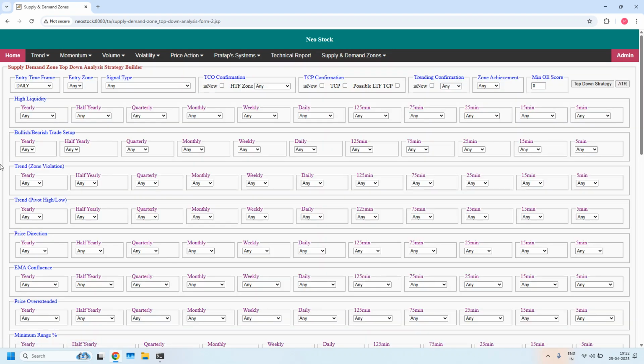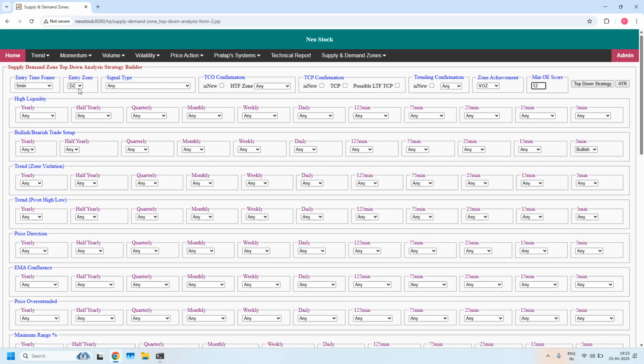Hourly income trade, bullish trade setup, entry time frame 5 minutes, entry zone, demand zone, bullish or bearish trade setup. At 5 minutes time frame, entry time frame, I am selecting bullish. And zone achievement should be violated opposing zone. Minimum odd enhancer score should be 12.